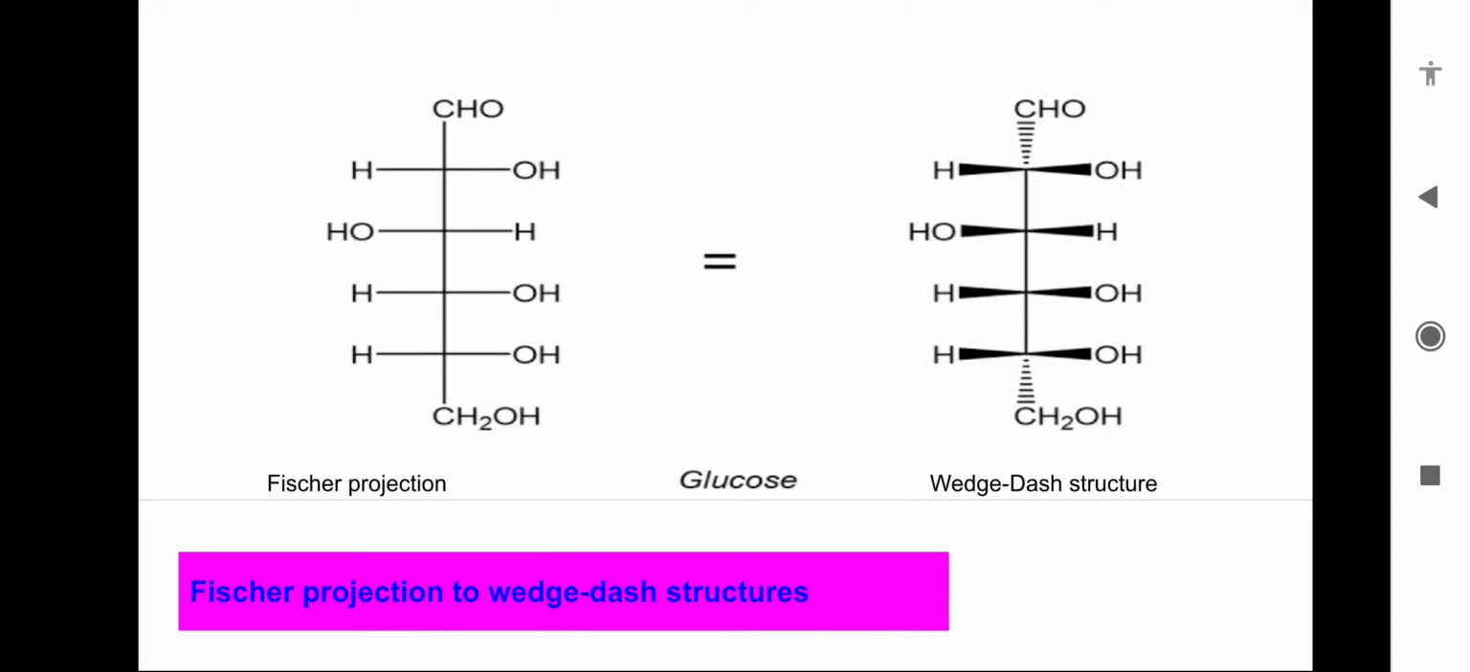Now the Fisher projection of glucose. Here in this figure we can see the Fisher projection of glucose on the left side, and the wedge and dash structure of glucose on the right side. The vertical line groups CHO and CH2OH are kept on dashes in the wedge dash structure. All the remaining horizontal groups are kept on wedges.